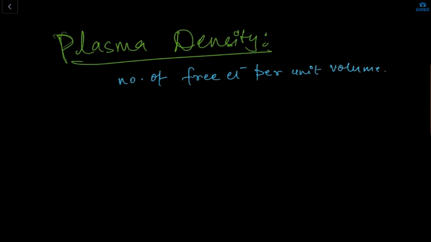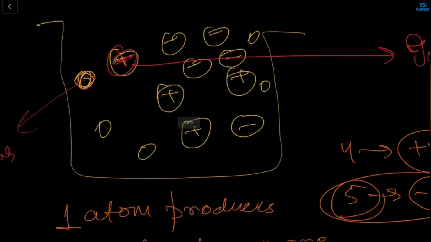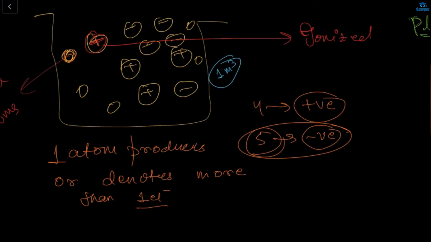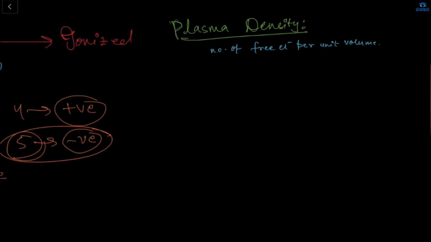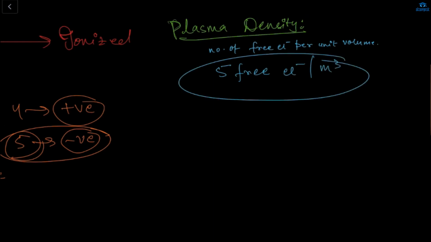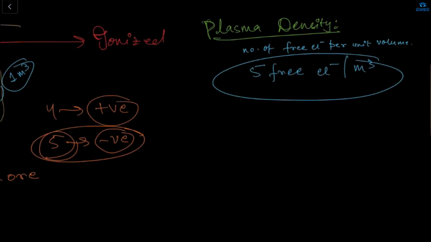It means, see, let's say this is my 1 cubic meter container. Now, in this 1 cubic meter container, there are 5 free electrons: 1, 2, 3, 4, and 5. So we will represent this as 5 free electrons per cubic meter. This is the plasma density of this container.